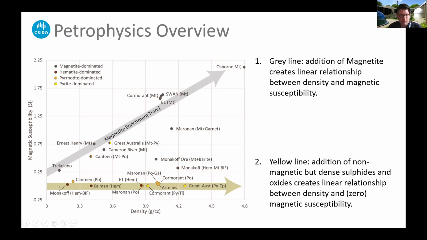Along the bottom here, we're seeing an enrichment in basically hematite, pyrrhotite, or pyrite. So these are minerals that are very dense but non-magnetic, and you can have combinations in between. So Maronan has magnetite and garnet, so the garnet gives it added density. Monakoff has magnetite and barite, so the barite gives it added density.